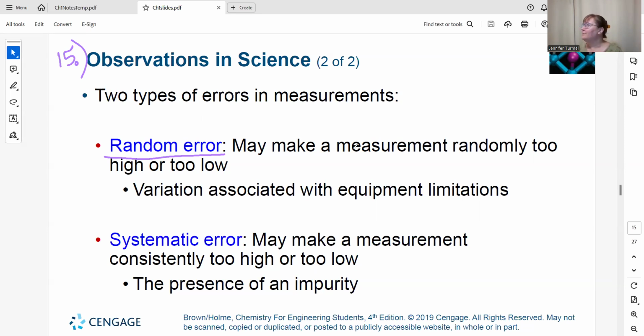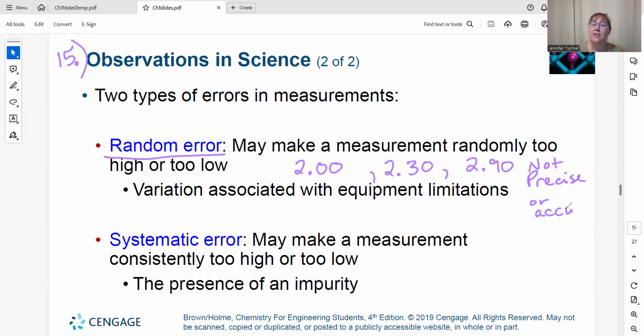There's noises at my house. In random error, these measurements might be too high or too low. And the variations are usually due to equipment limitations that are throwing things off. An example of random error from that previous slide might be that deposition that was 2.0, 2.3, and 2.9. That would be a random error, neither precise nor accurate. It's pretty difficult to fix in engineering.